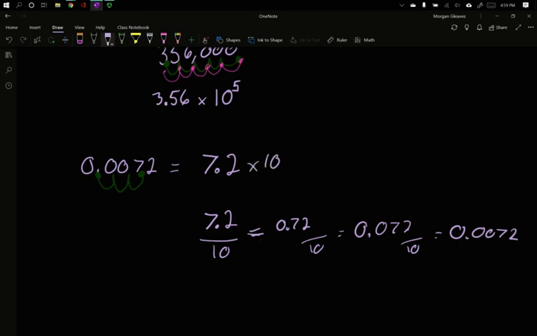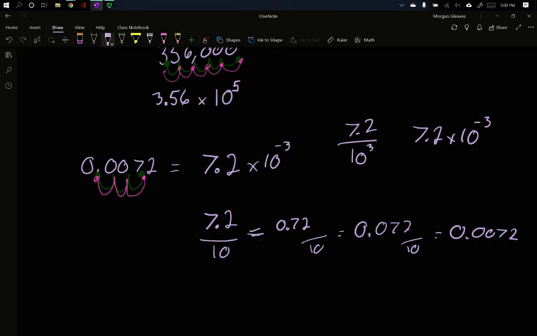So to take 7.2 backwards would require us going from 7.2 once, twice, 3 times to bring us back. But if I'm dividing by 10, well, there's a couple ways to write that. You could say 7.2 divided by 10 to the 3. The other way is 7.2 times 10 to the negative 3. Negative exponents tell you to divide those values that many times.